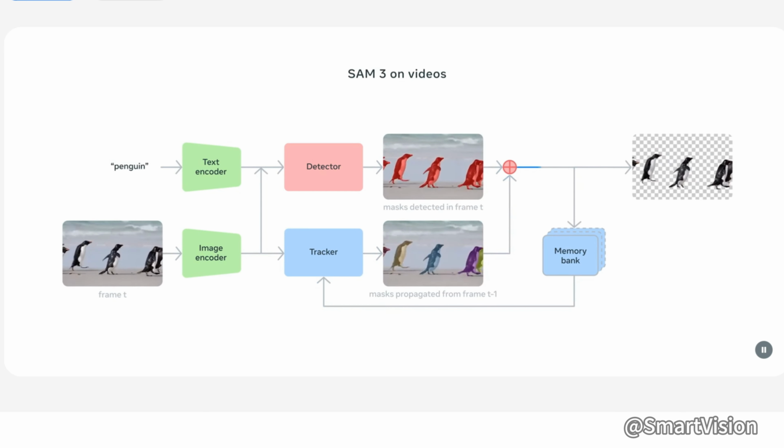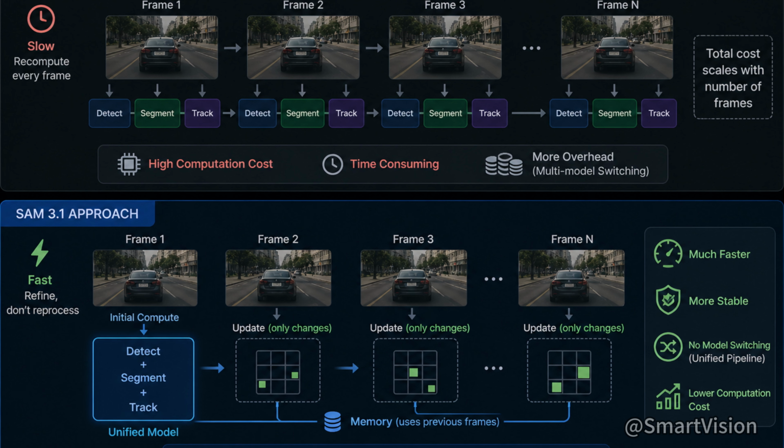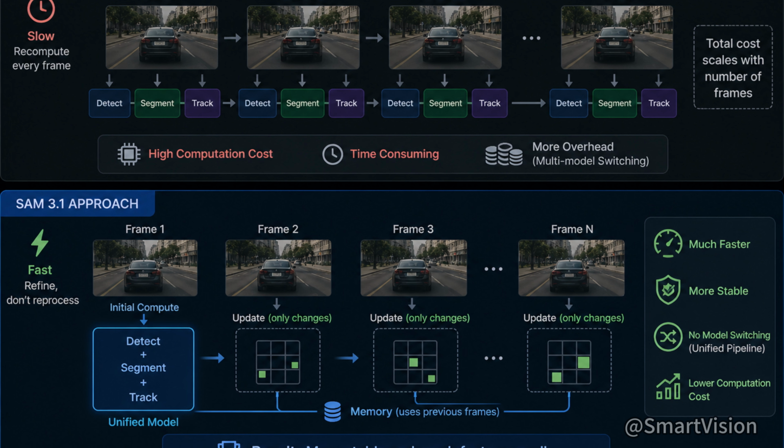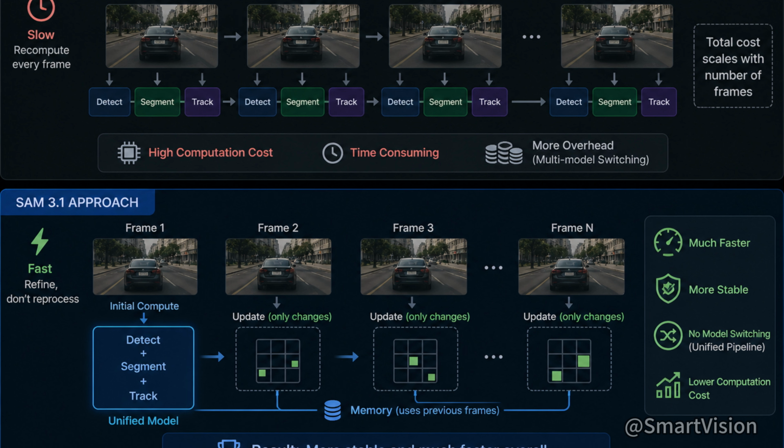SAM 3.1, however, avoids recomputing everything. It treats previous frames as memory and only updates what's necessary in the new frame. A simple way to think about it is, instead of redrawing every frame from scratch, it refines the previous result. This significantly reduces computation, and because detection, segmentation, and tracking are all handled within the same model, there's no overhead from switching between different systems. The end result is not just better stability, but also a much faster overall pipeline.